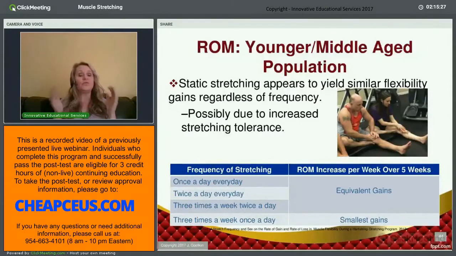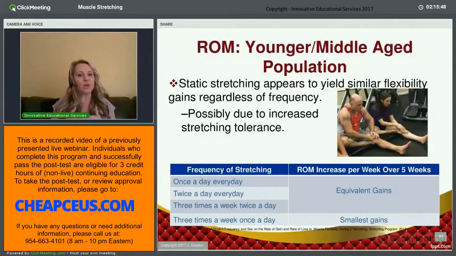And they found out that over a 5-week period of this stretching, whether you stretch once a day every day, twice a day every day, or you spread it out to 3 times a week, twice a day, the gains were equivalent. It agreed that if you only stretched once a day, 3 times a week, that's not enough.